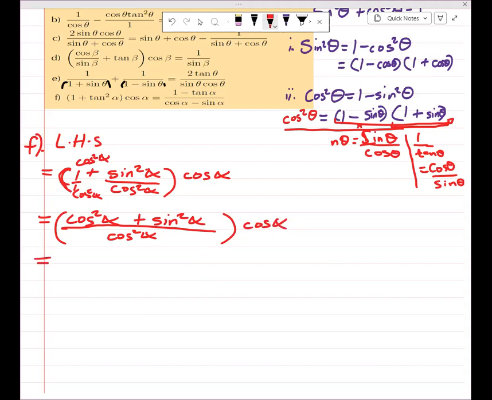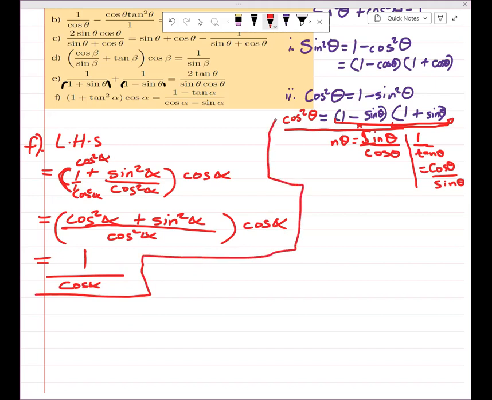This becomes, the top becomes 1. Then the cos squared alpha at the bottom will be multiplied by that one at the top. So at the bottom I will still be having 1 more cos alpha, because cos squared alpha is cos alpha times cos alpha, so one of it will cancel with that one. But this is not the same as the right-hand side. So we need to do the right-hand side separately then, and see if we're going to get the same answer, right?